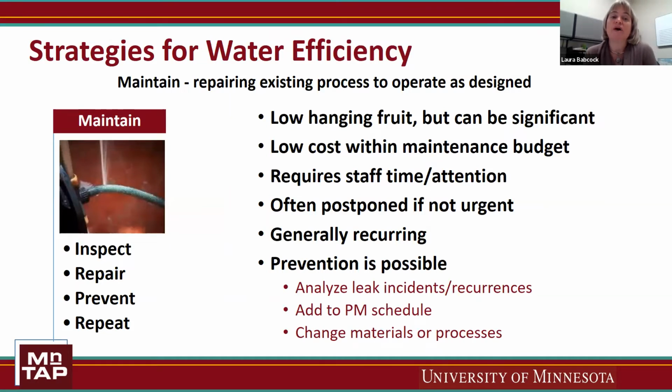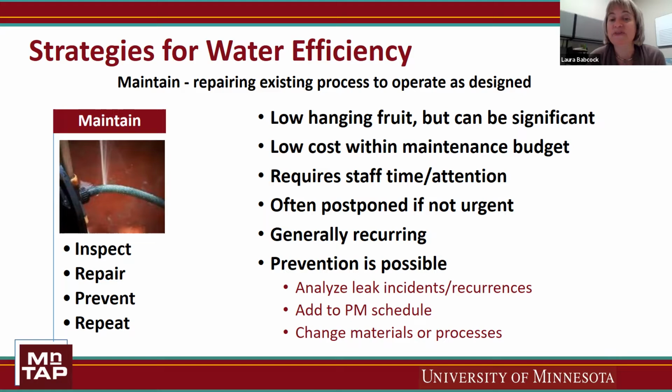Other strategies for water efficiency are to maintain. So do your maintenance on your operations, fix things that are broken, repair the existing process to bring it back to operate as it was originally designed. Inspect, repair, prevent, and repeat, because oftentimes if things are a maintenance issue, it means that they can be recurring. This is often low-hanging fruit, but it can offer a lot of water savings.